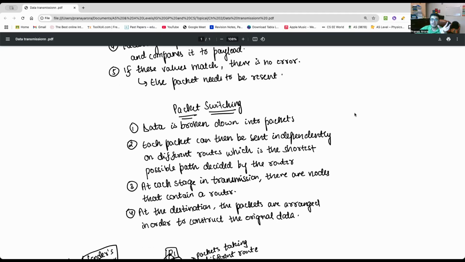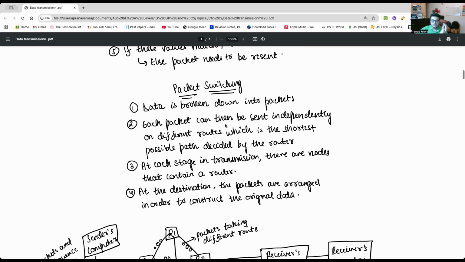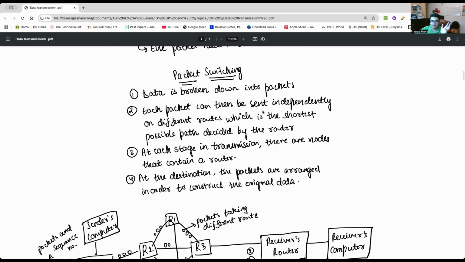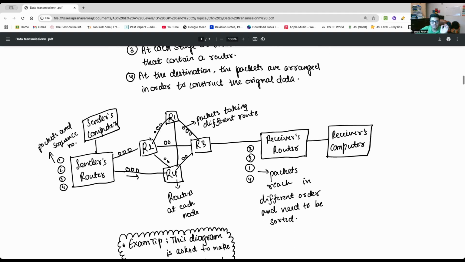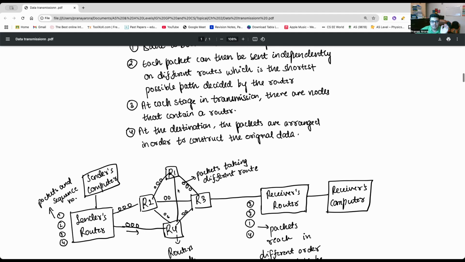Let's understand packet switching in theory, because obviously you will be required to write your answers on the paper at the end. So we must focus on the theory of packet switching also. This is what the theory is. The data is broken down into packets and each packet can be sent independently on different routes. Now the router of the sender decides which is the shortest and most efficient path that the packet can take. At each stage in the transmission, there are nodes that contain a router. At the destination, the packets are arranged in order to construct the original data file.